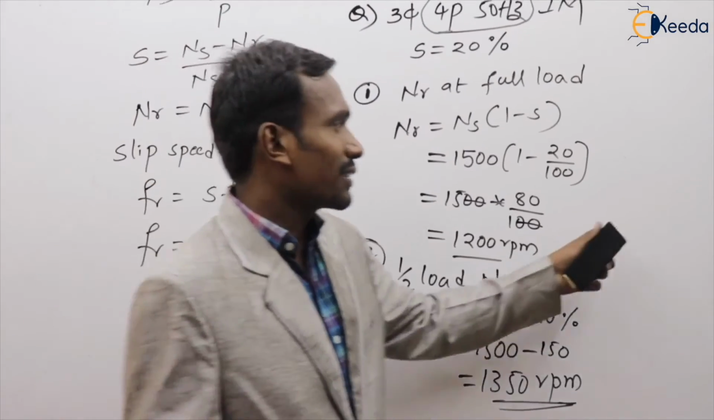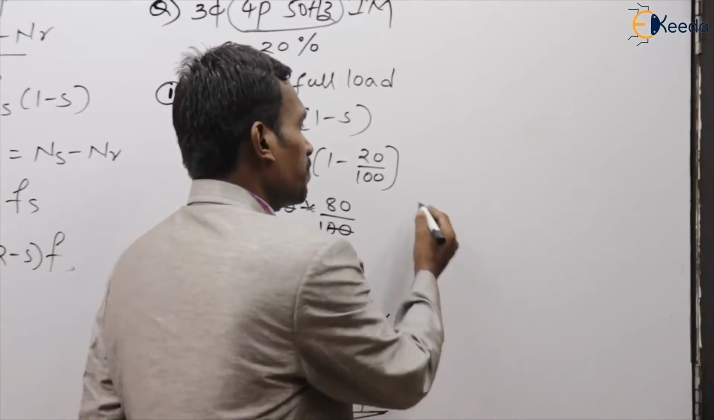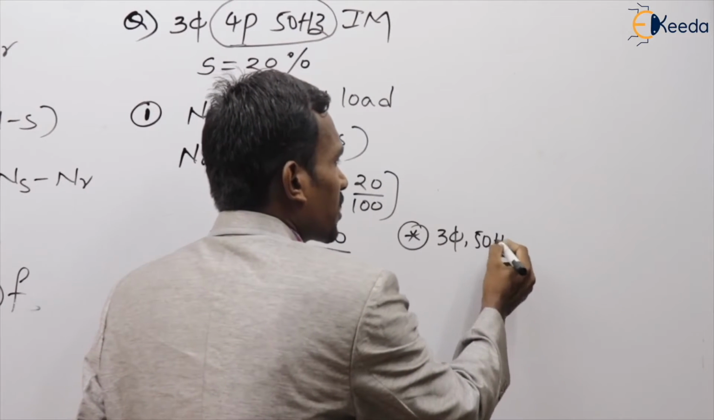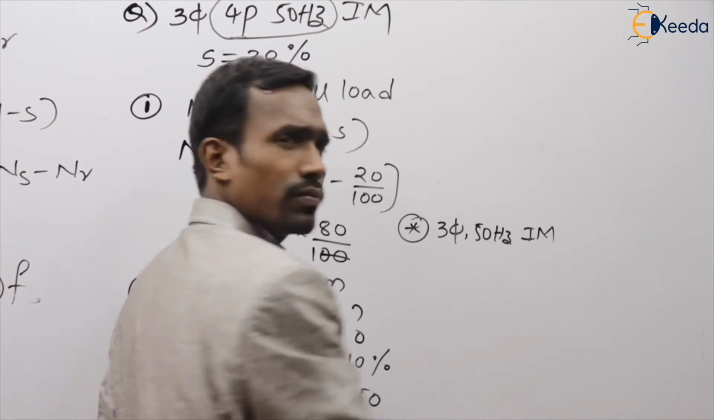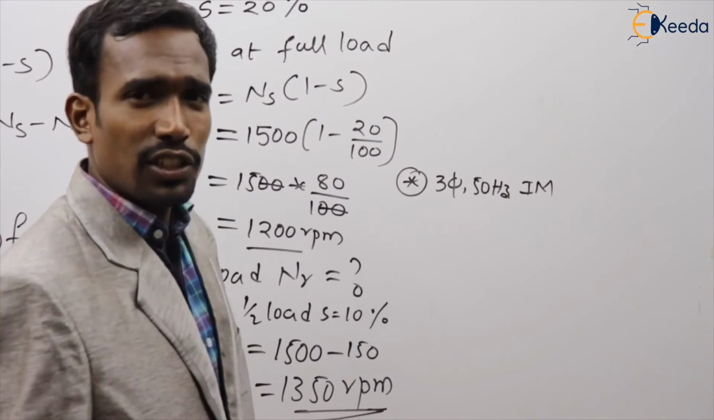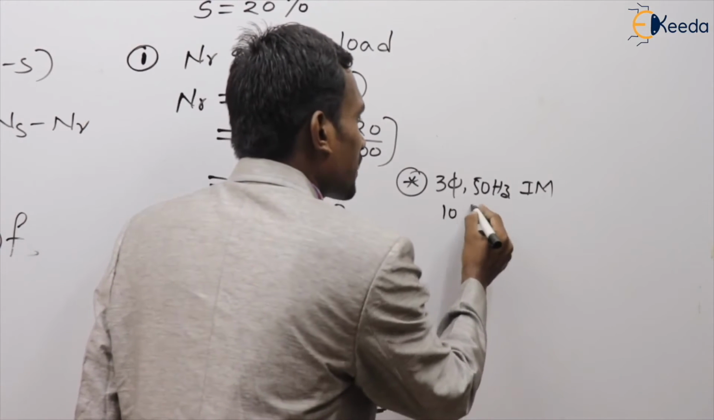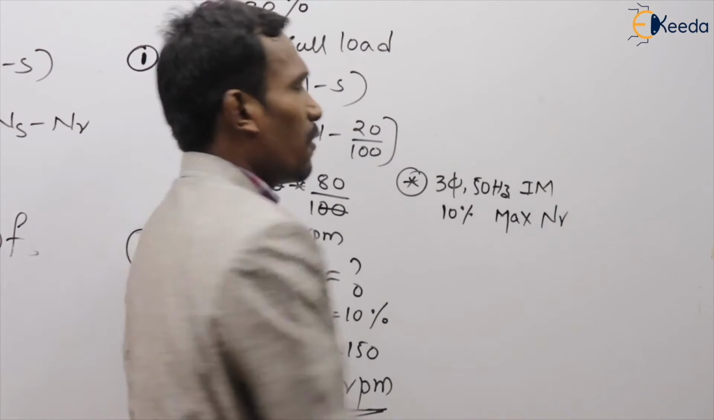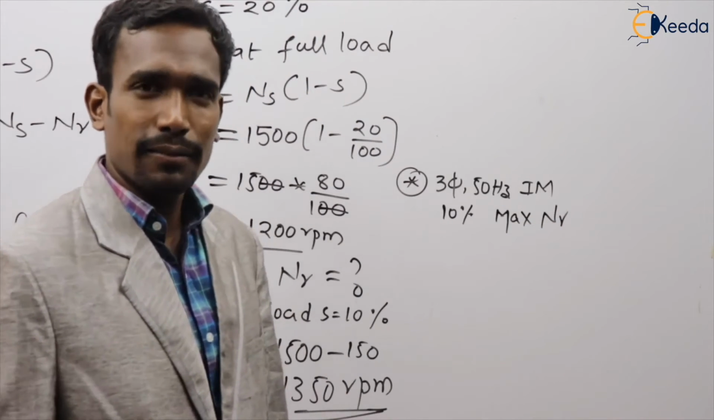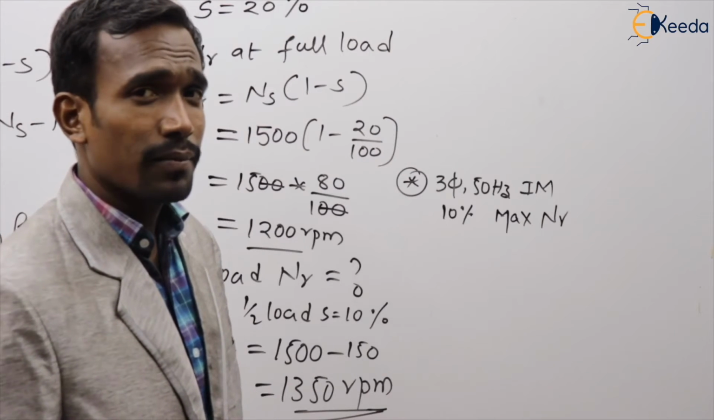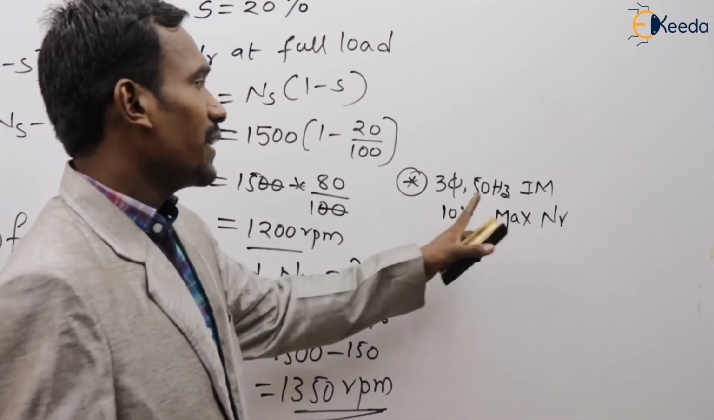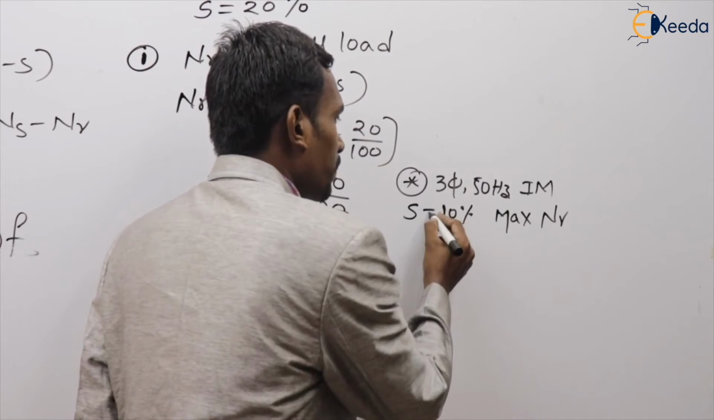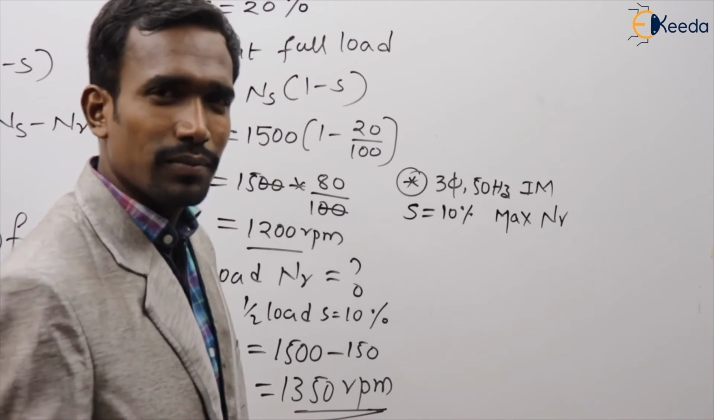Another question. They simply say: a three-phase 50 Hz induction machine, rotating at 10% of slip, find the maximum rotor speed. Tell me.